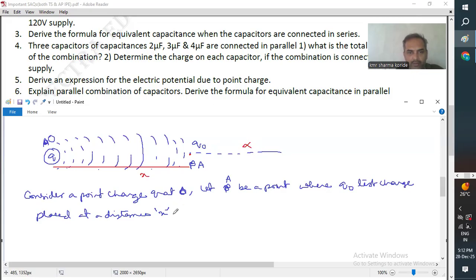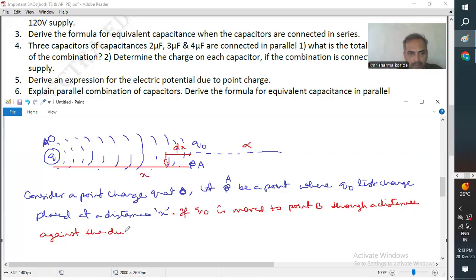Now, in case Q naught is moved to point B within the field, so from A to B, through a distance, against the direction of the field due to Q. So therefore dx is opposite to the field direction.